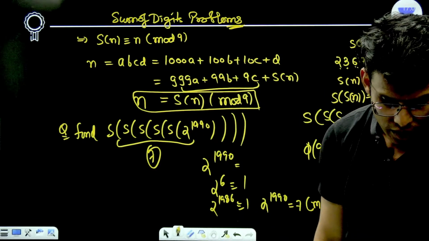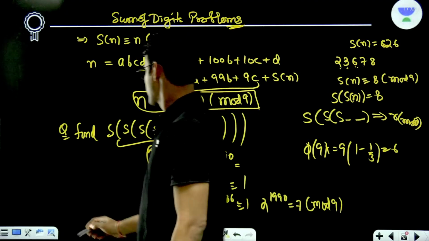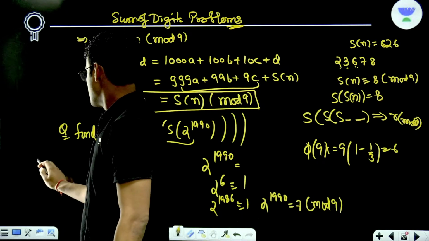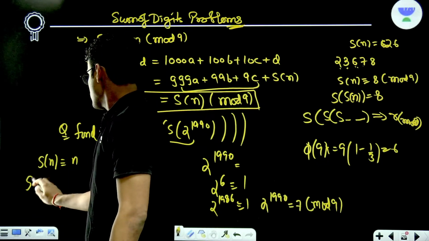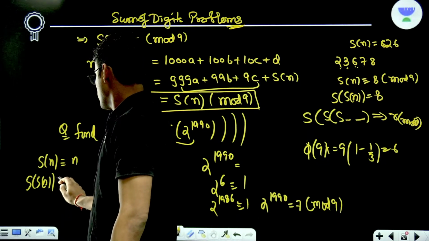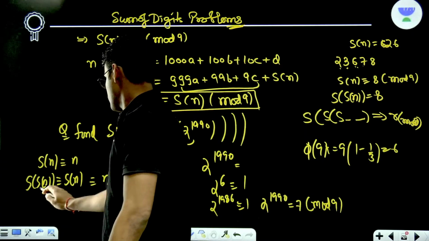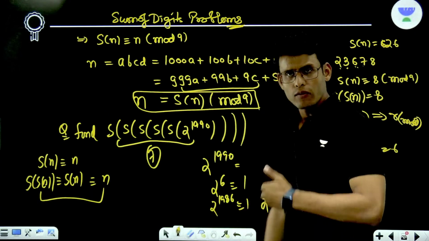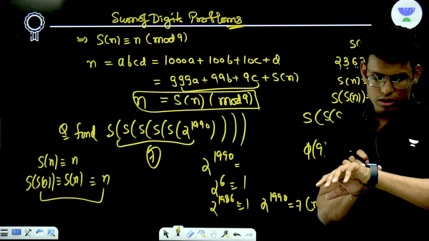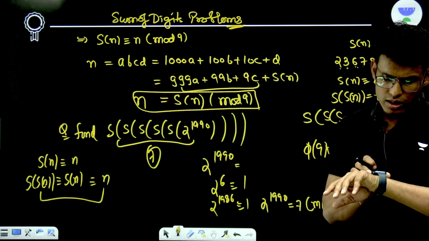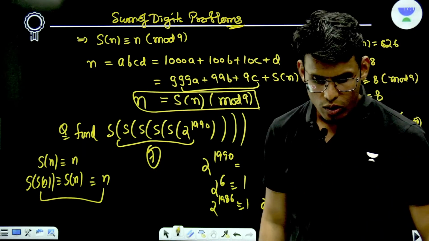So what is the proof? See, it is very simple. S of n is congruent to n. S of S(n) will be congruent to S(n). Take my point? All of these will leave the same remainder.